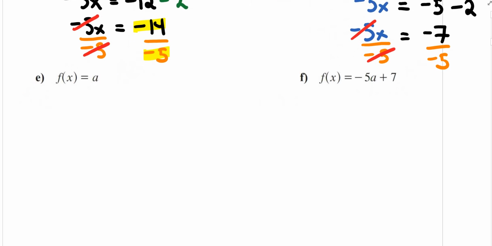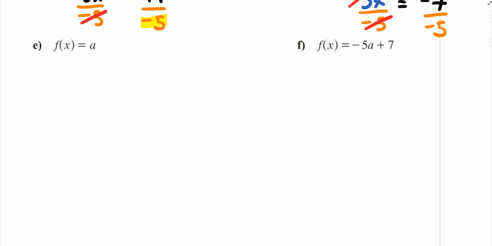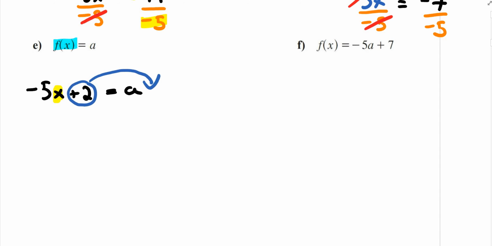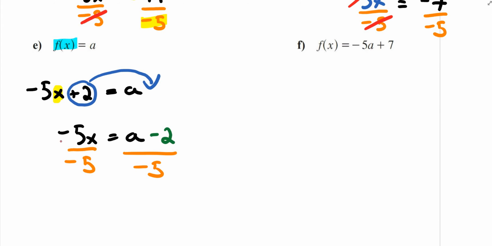All right, let's move on to the last two letters for question number 4. So f of x equals a. And remember, what is f of x equal to again? Well, it equals negative 5x plus 2, and that equals a. Now we're just solving for the x variable. So I can take this positive 2 and move it to the other side, and it becomes negative 2. From there, I can divide both sides by negative 5, and this negative 5 and that negative 5 will cancel. So my final answer is a minus 2 divided by negative 5.